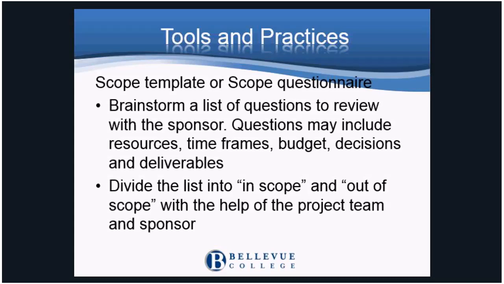Another way of determining scope is to brainstorm with the project team, compiling a list of project factors that will be in scope or out of scope, and presenting it to the sponsor for approval. The template or questionnaire becomes a tool or checklist to be able to brainstorm with the team.